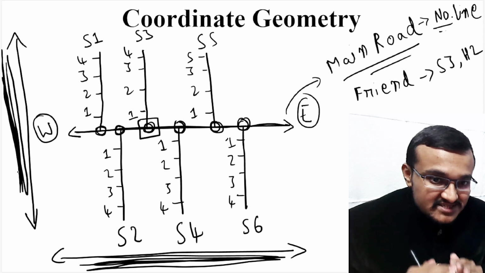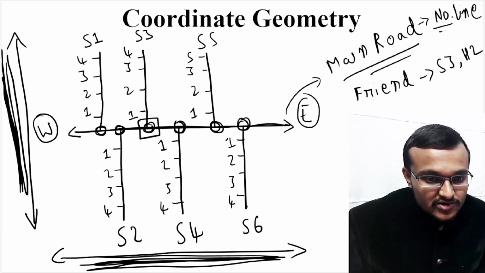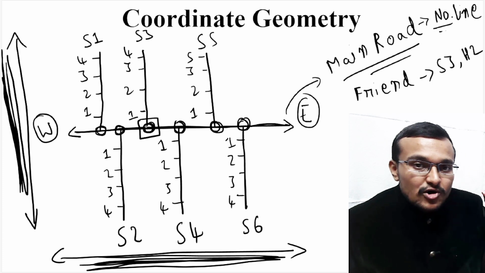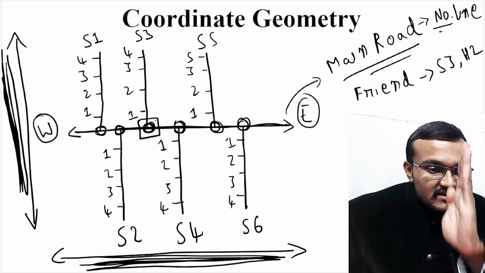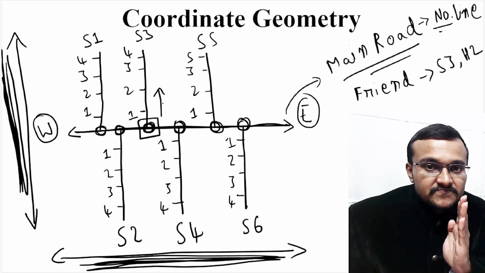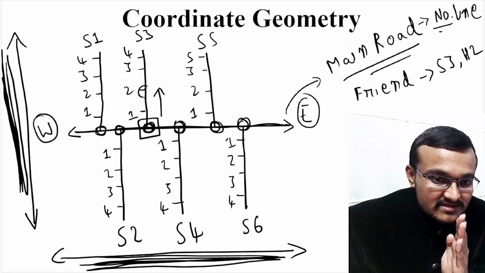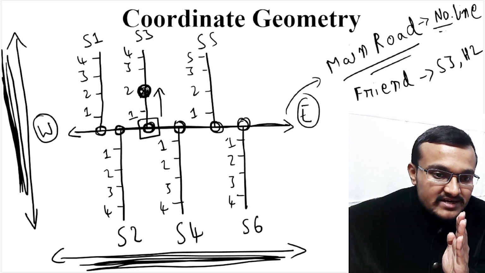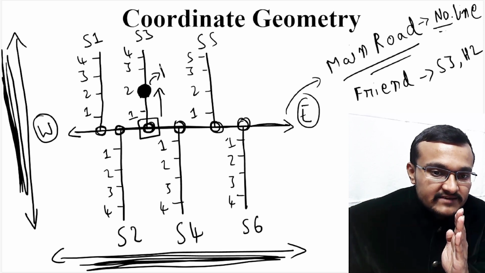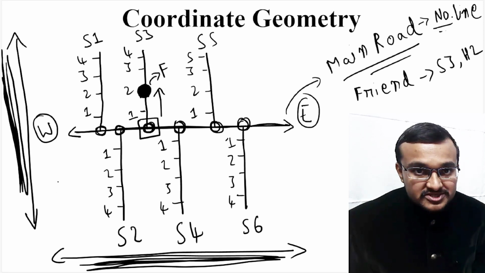So based on this information, first you will locate the position of street 3 on the main road, and in street 3 you will travel in this particular direction, and you will locate the house number 2 over here. So this is the exact point where your friend lives. So this is your friend position.